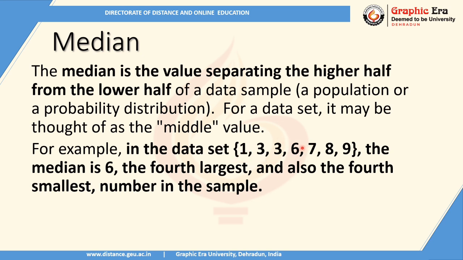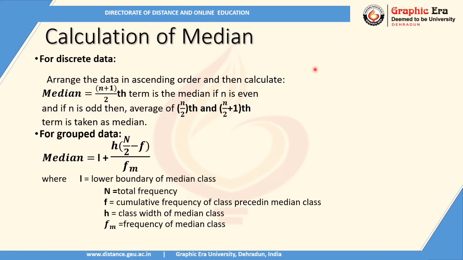In the first 4 data, 6 is the largest value, and in the last 4 data, it is the smallest value from the given sample. So how do we calculate the median? There are two types of data: one is discrete data and the other is group data. Discrete means ungrouped data. First arrange the data in ascending order and then calculate the median by the formula n plus 1 by 2 term.